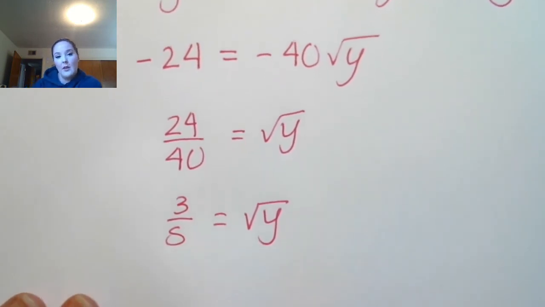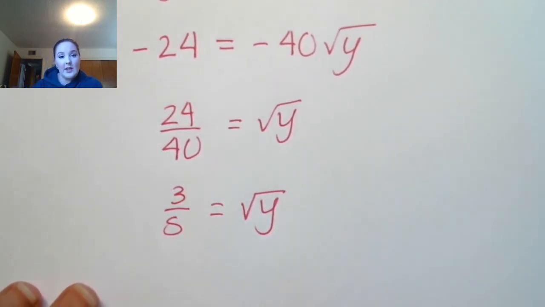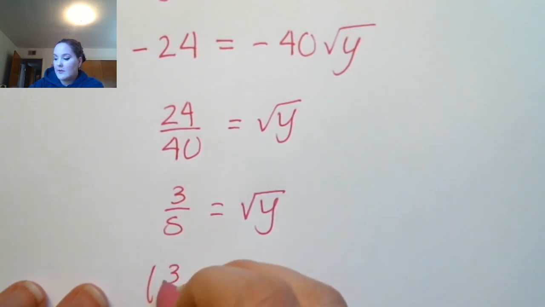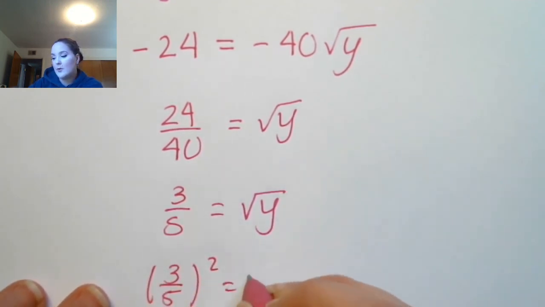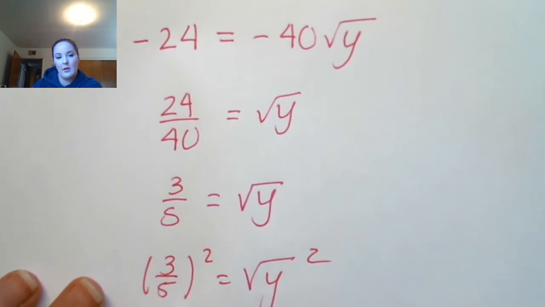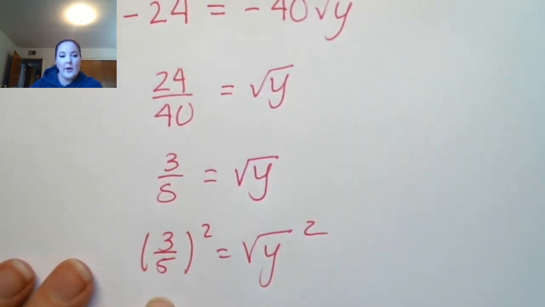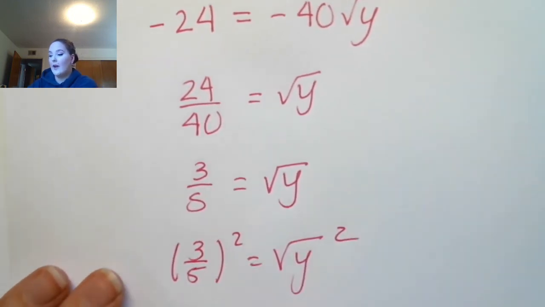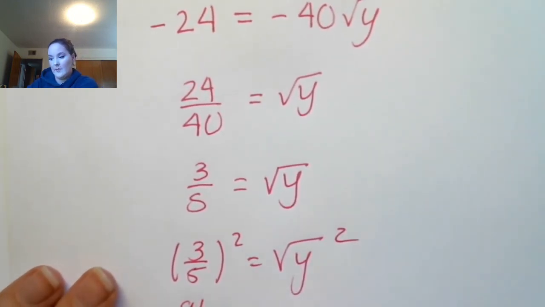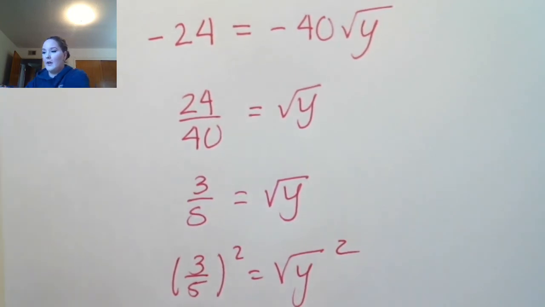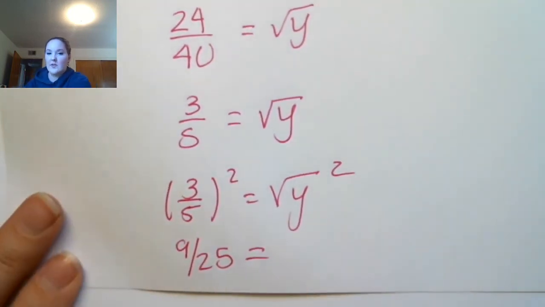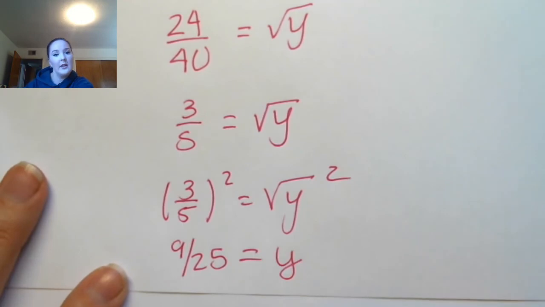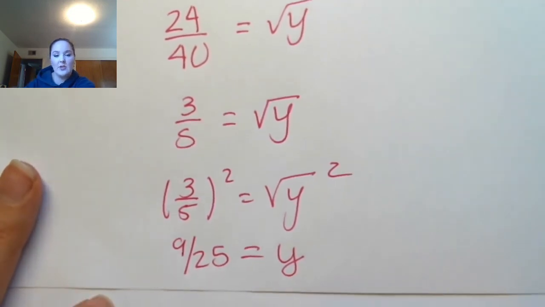Okay. Now that I have root y isolated again, I'm going to square both sides. 3/5 squared equals root y squared. Okay. Square this side, I get 9 over 5. Or I'm sorry, 9 over 25. Okay. And over here, I'm going to get just y. Okay. So this is my candidate solution, and I'm going to check it to make sure that it's not extraneous.